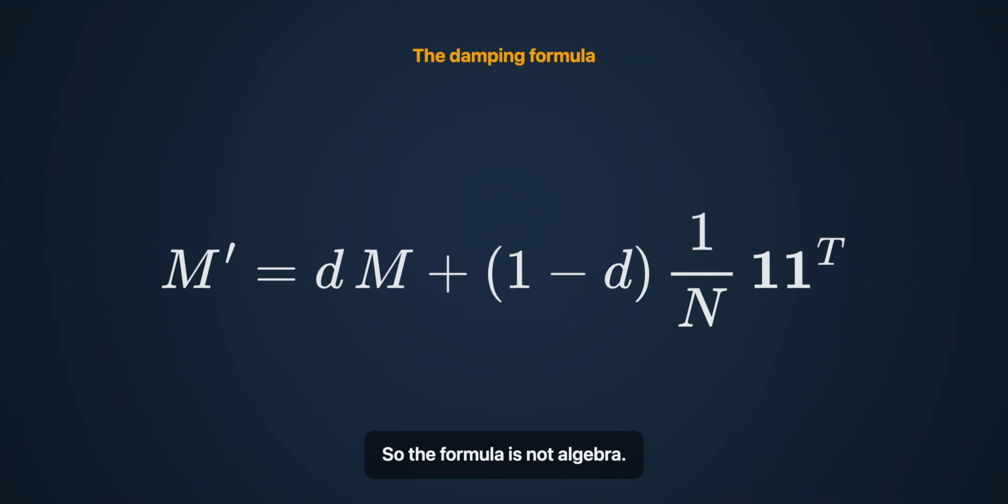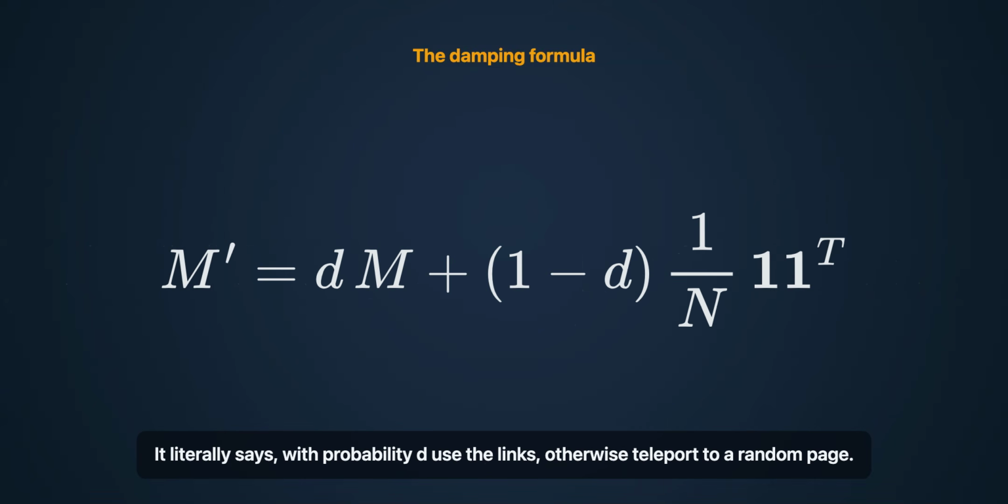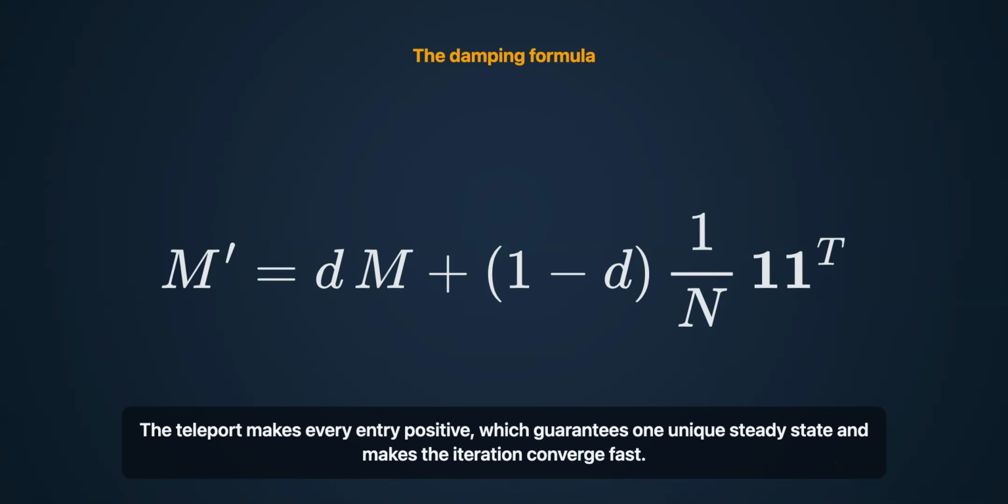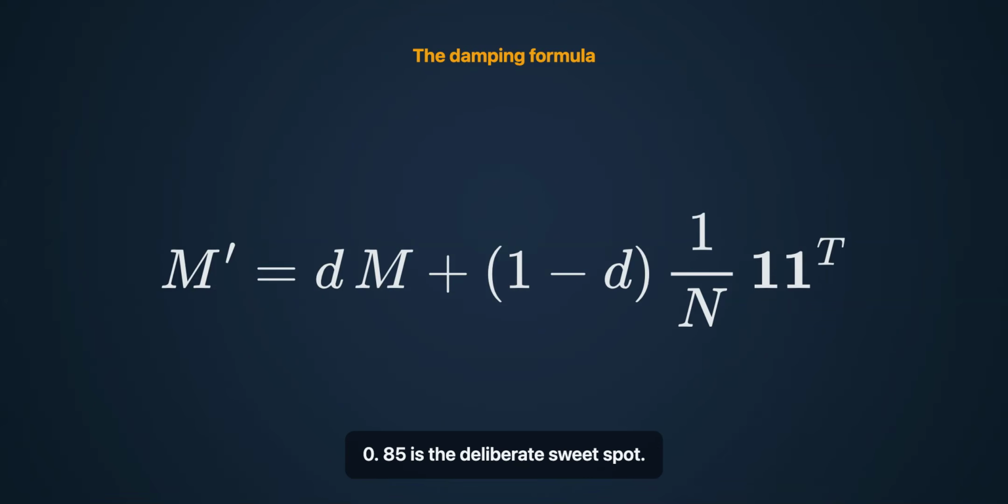That weighted average of the link matrix and the uniform jump is the formula. So the formula is not algebra. It literally says, with probability D use the links, otherwise teleport to a random page. The teleport makes every entry positive, which guarantees one unique steady state and makes the iteration converge fast. 0.85 is the deliberate sweet spot.